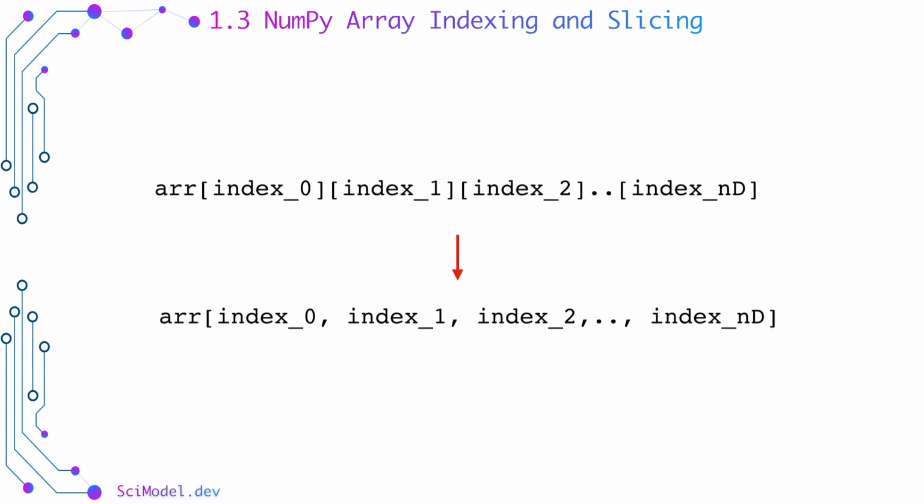Alternatively, you can use this syntax for indexing and slicing by having a comma between index numbers instead of brackets for each one of them.